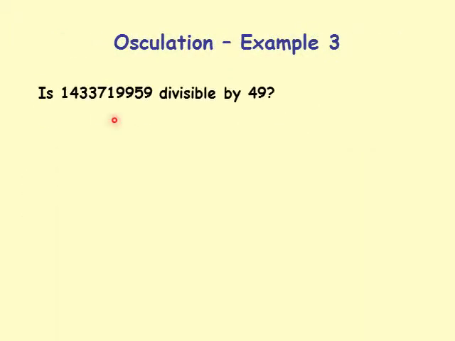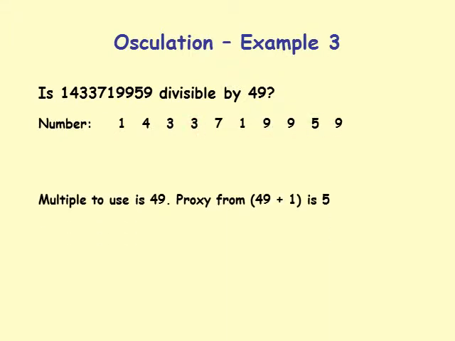The next example is: is 1433719959 divisible by 49? I got this example from a leaflet prepared by Vedic Math Academy. The number is 1433719959. The multiple to use is 49. 49 times 1 is 49. It ends in 9, and one more than that is 50, and the proxy is 5.